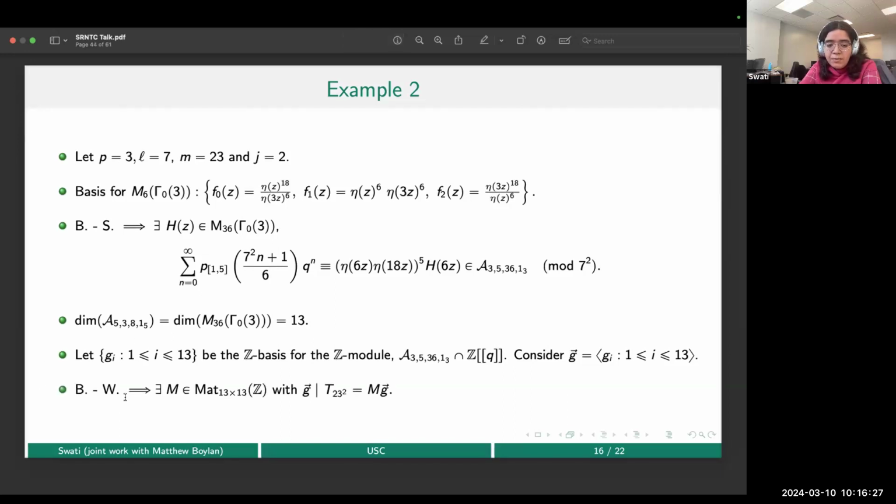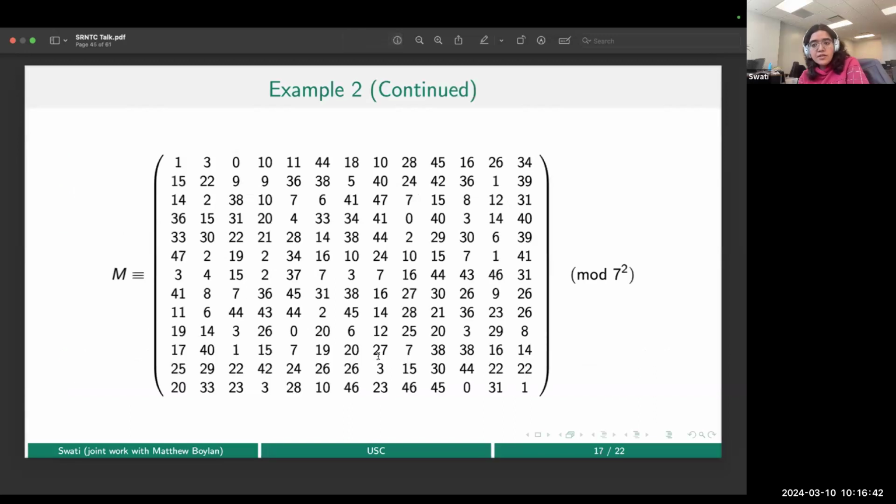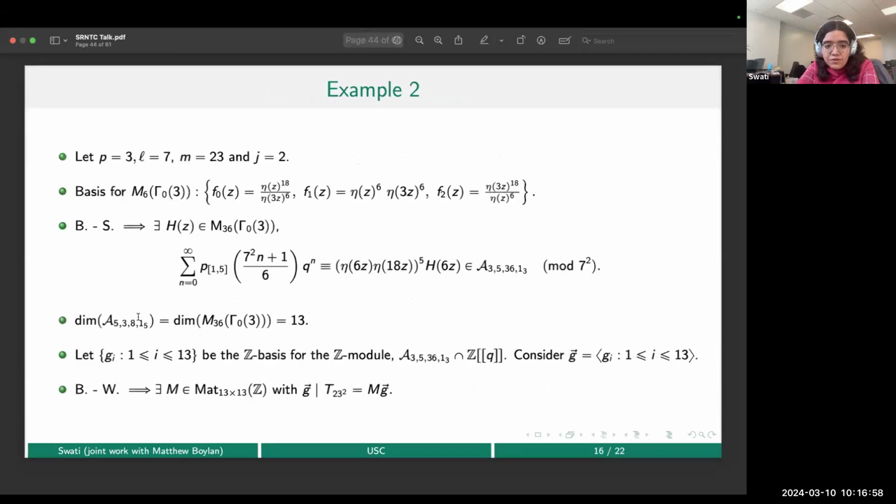Now, by this result of Bolen and Warnock, because this space is invariant under the Hecke algebra, we do say that there exists M such that the following identity holds. And this is how the matrix M looks like modulo 49. So this is basically encoding the action of the Hecke operators Tm square on the basis of the space A53.